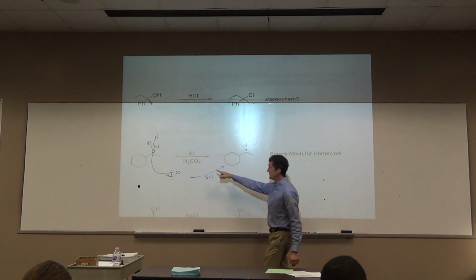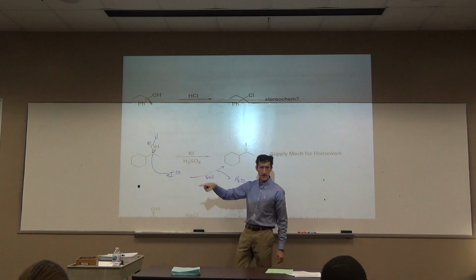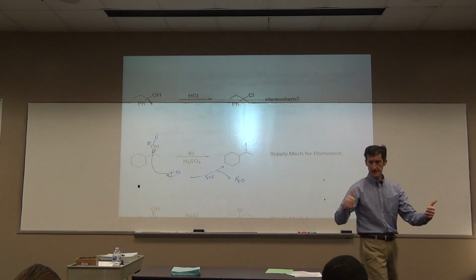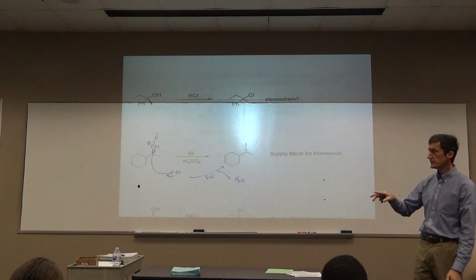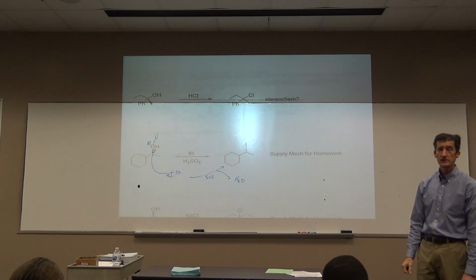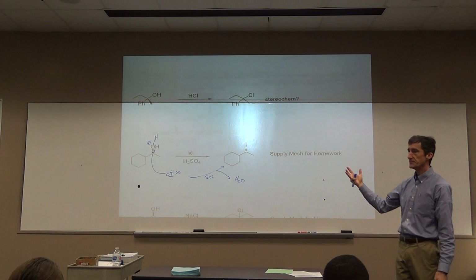Note that we didn't have to use HI. HI would have supplied the H plus and the I minus all together. You don't have to do that. You can supply the needed ingredients with other reagents. Some strong acid and maybe a potassium iodide salt.